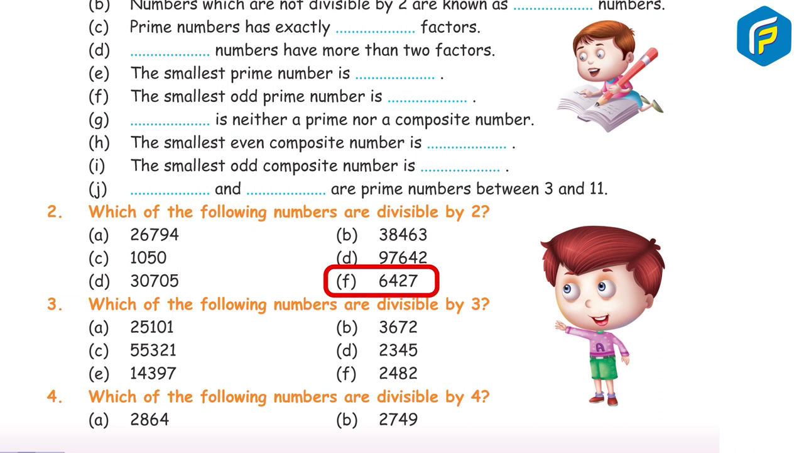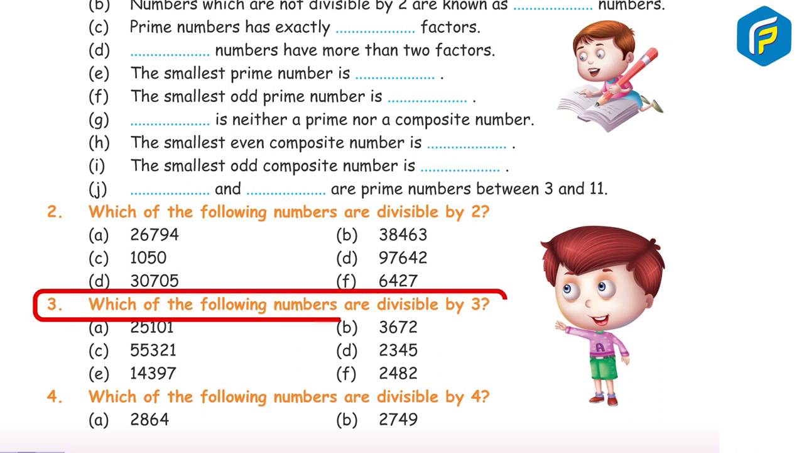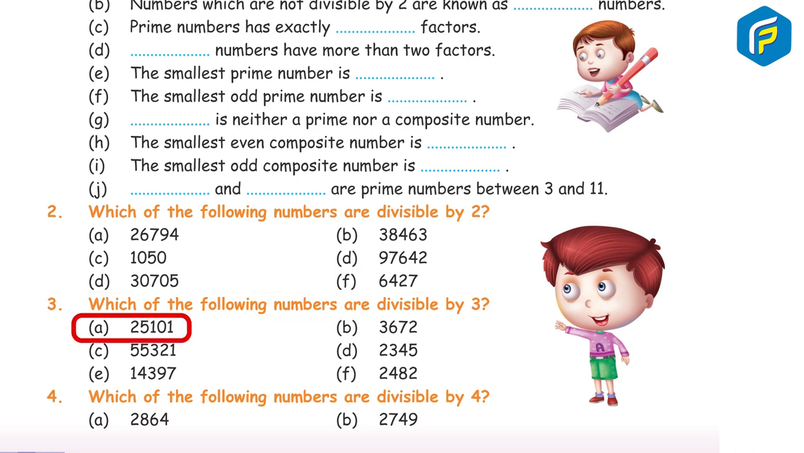3705. F. 6427. Answer: A, C, D. Question 3. Which of the following numbers are divisible by 3? A. 25101. B. 3672. C. 55321. D. 2345. E. 14397. F. 2482. Answer: A, B, E.